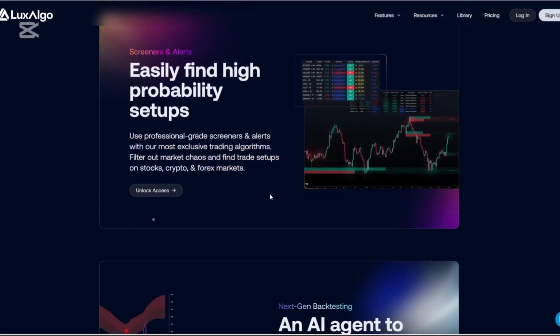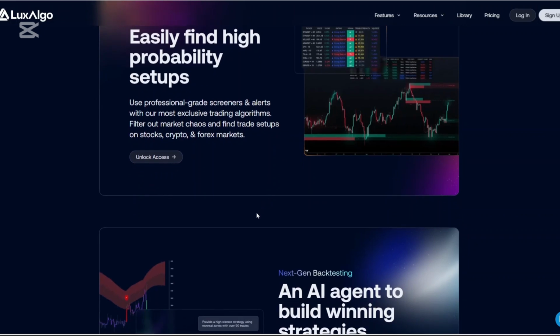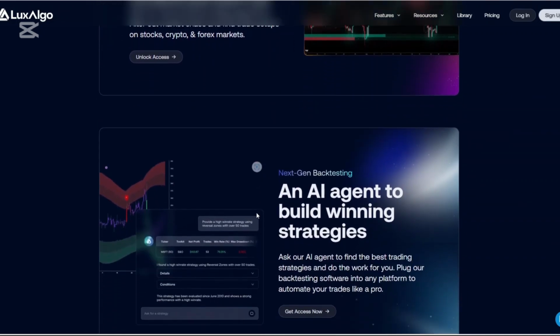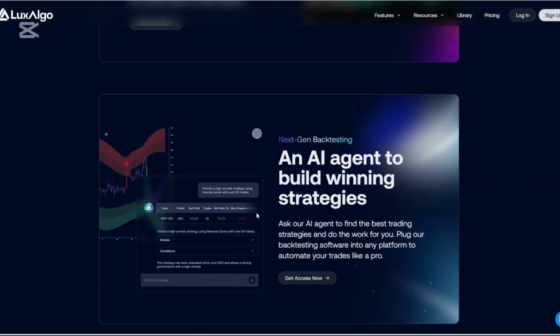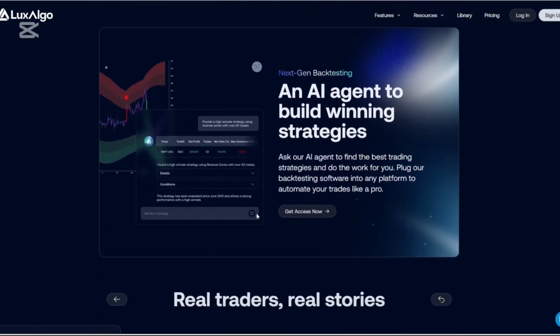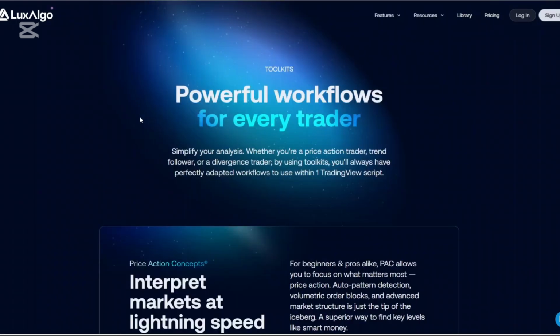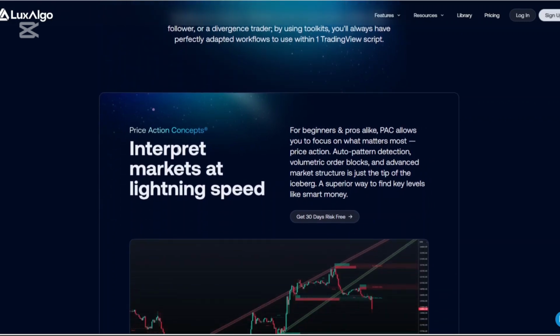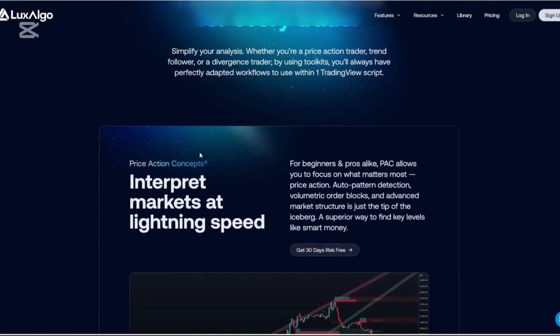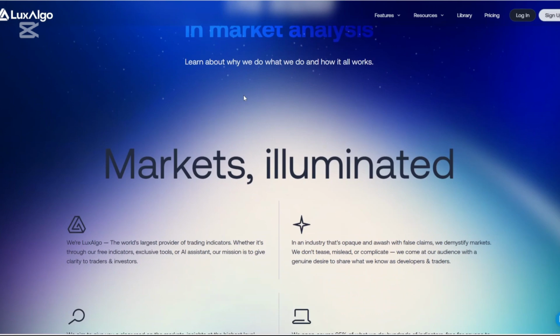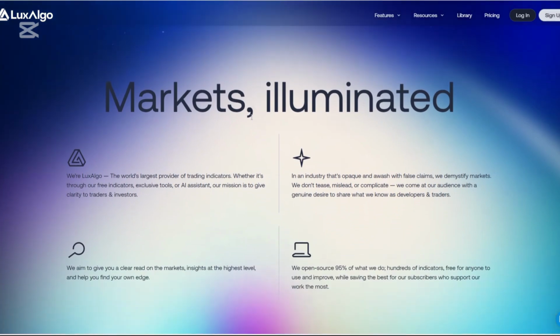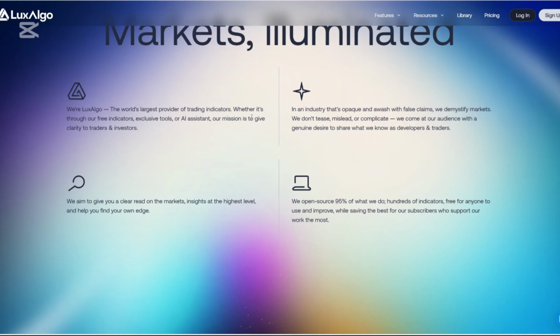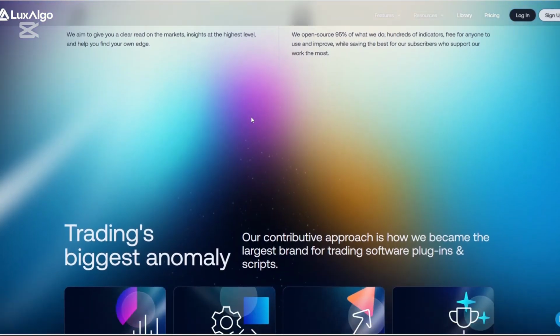tools to retail traders. They offer a massive toolbox, including real-time signals, automated smart overlays, market structure detection, AI-based backtesting, and dashboards. They're really going beyond just throwing indicators on your charts. They're giving traders tools that behave like a professional assistant. What really stands out is how LuxAlgo combines machine learning with technical analysis. Things like an AI strategy assistant that helps you backtest and refine your trading ideas without any coding knowledge.